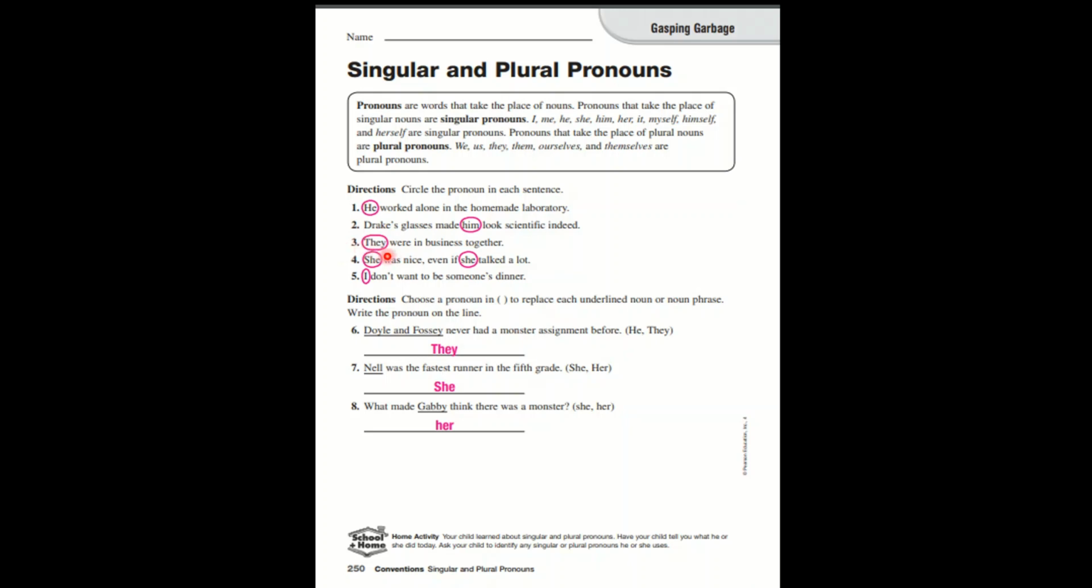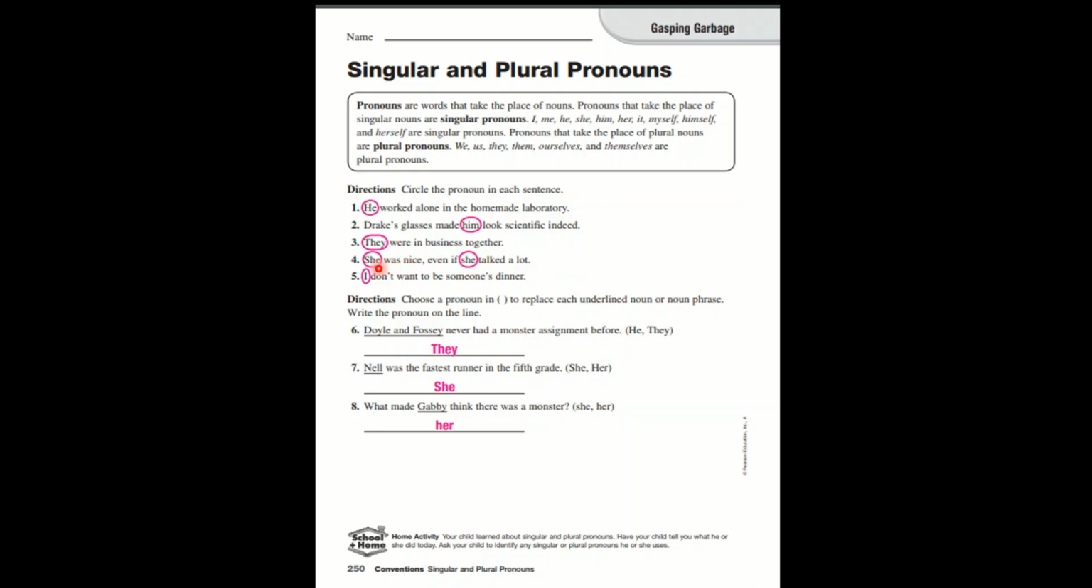So instead of saying John, Rita, and Mary were in business together, we make it short and we say they. Let's look at number 4. She was nice even if she talked a lot. This will be a what? Yes, a singular pronoun. Both of the sections of this sentence refer to a singular pronoun. And we know it's a girl because it's a she.